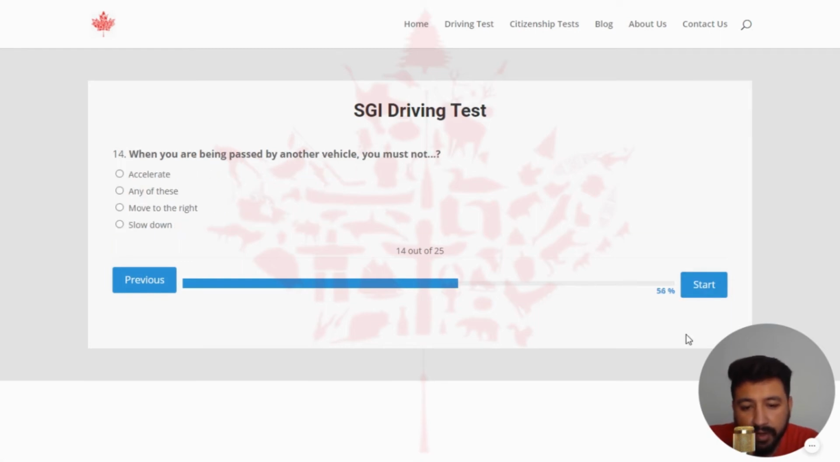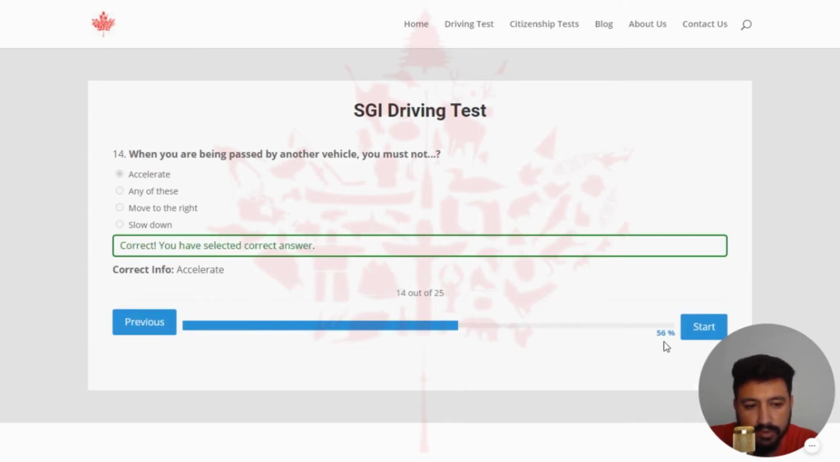Next, when you are being passed by another vehicle, you must not. The right answer of this question is accelerate. So I'm going to select the first one. This is the right one.